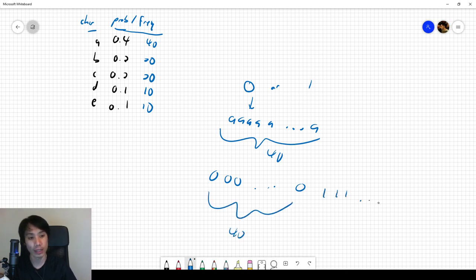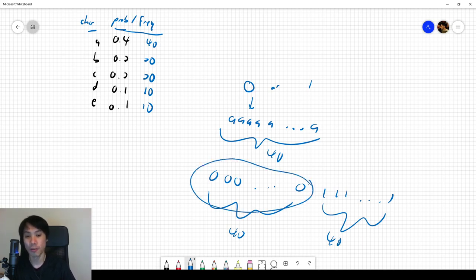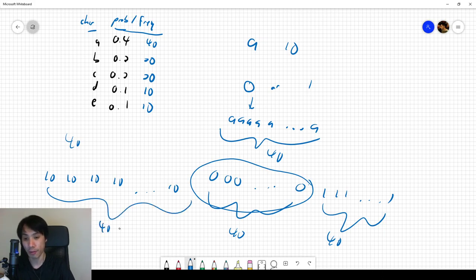Or 1, 1, 1, 40 times. So I can encode 40 A's using 40 bits. Now imagine if I encode A with the bits 1, 0. So if I got 40 A's, it will be 1, 0, 1, 0, 1, 0, 1, 0, and so on, 40 times, but each one is 2 bits, so I require 80 bits. You realize you actually waste a lot of bits.